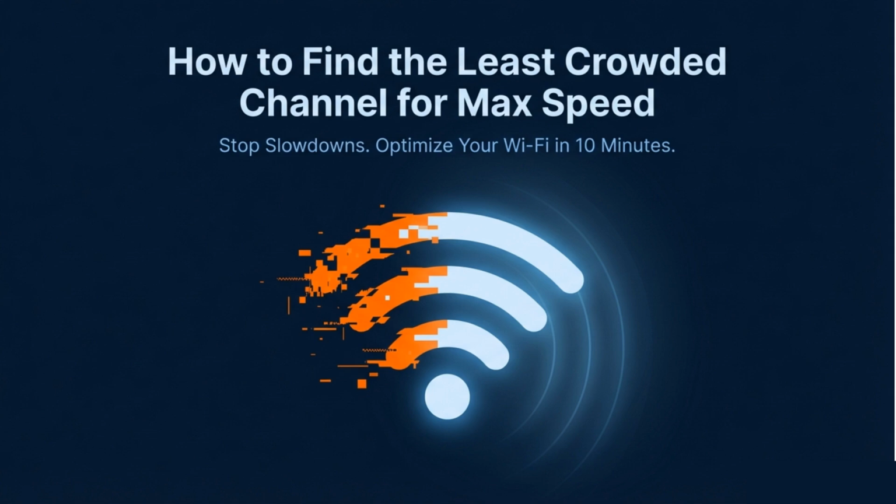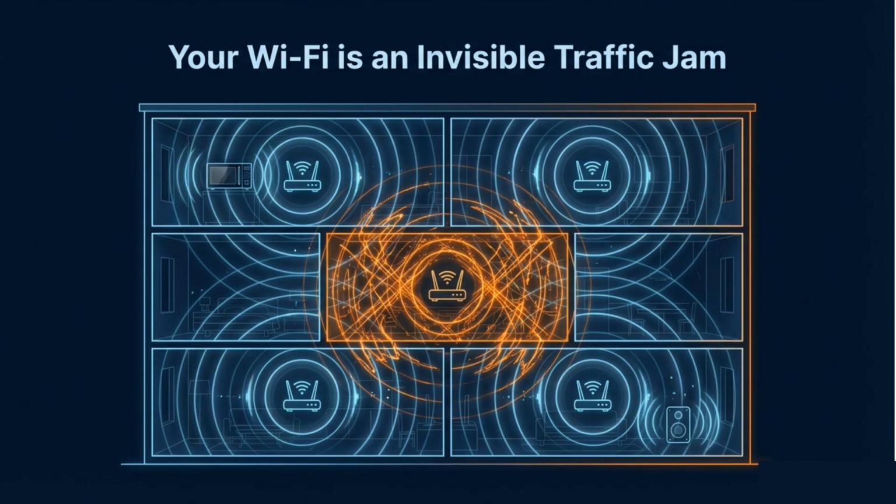This video will show you how to find the least crowded Wi-Fi channel for maximum speed. You can stop slowdowns and optimize your Wi-Fi in under 10 minutes. Your Wi-Fi is an invisible traffic jam. All the Wi-Fi signals in your area compete for the same space, causing congestion and slower speeds.